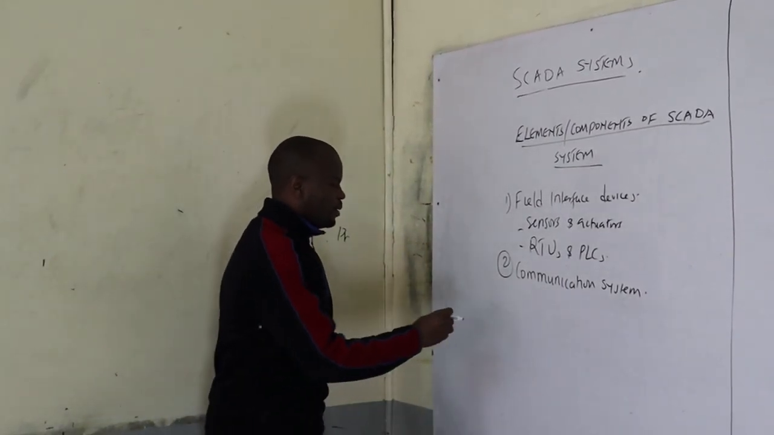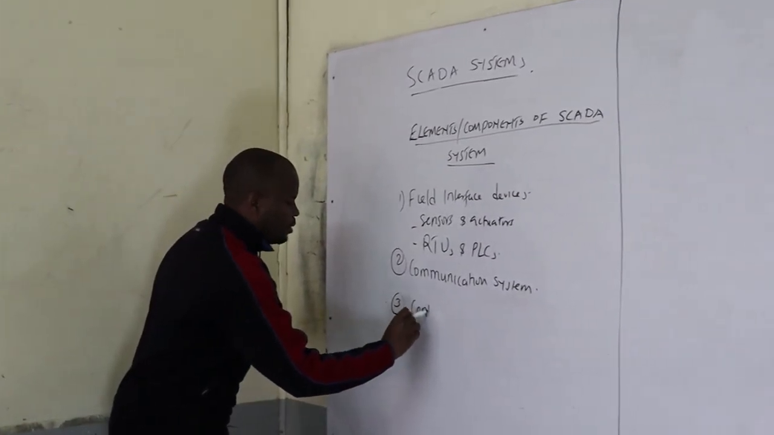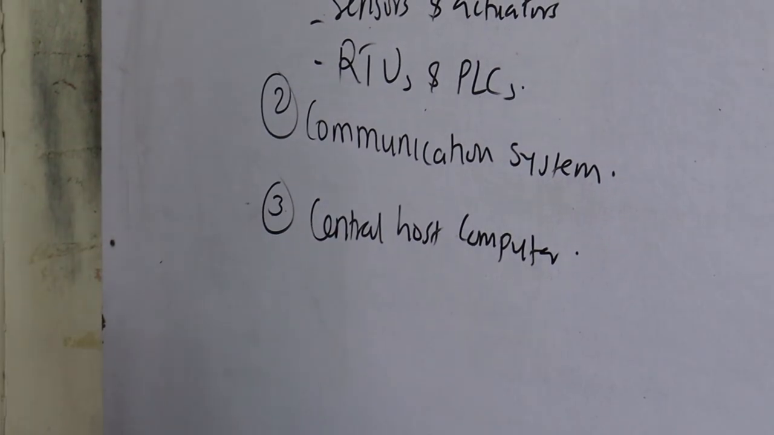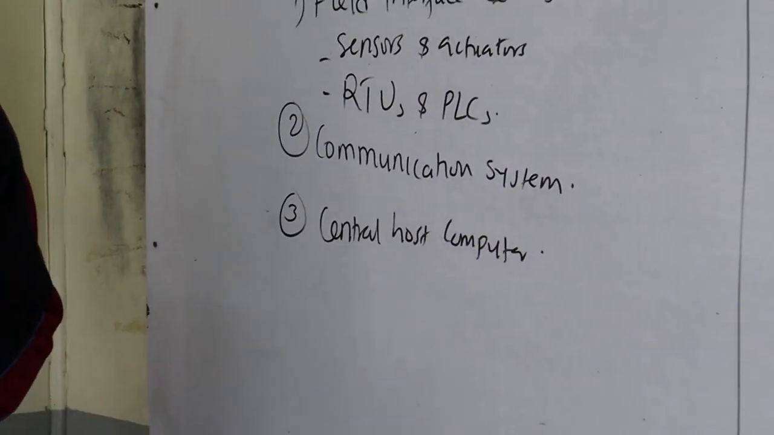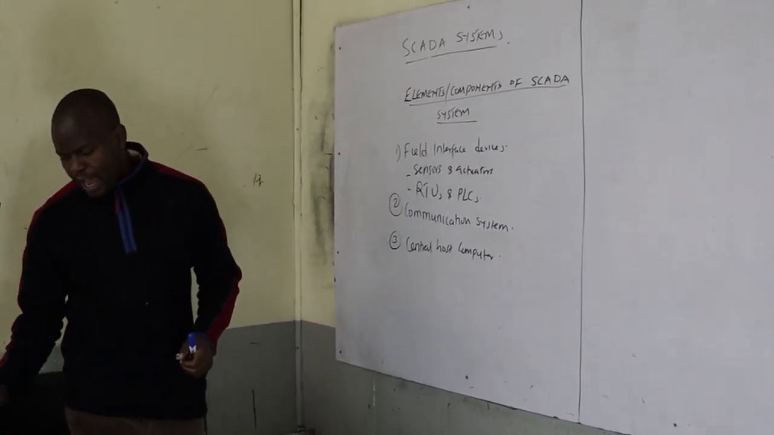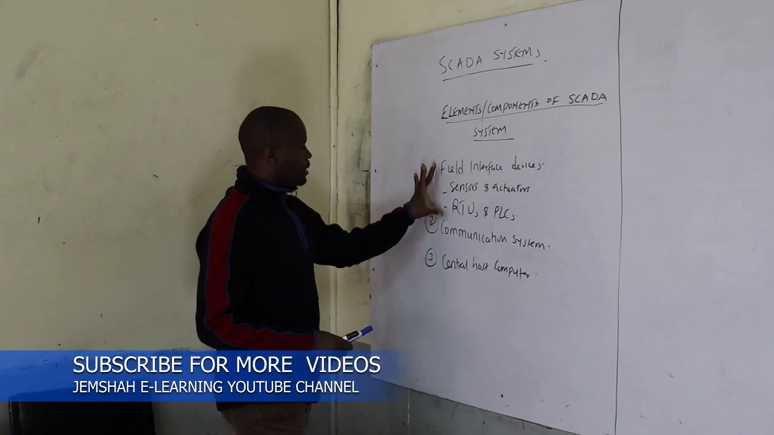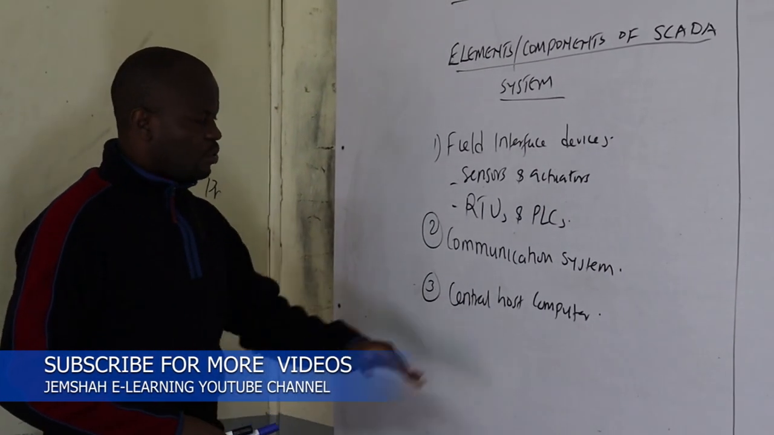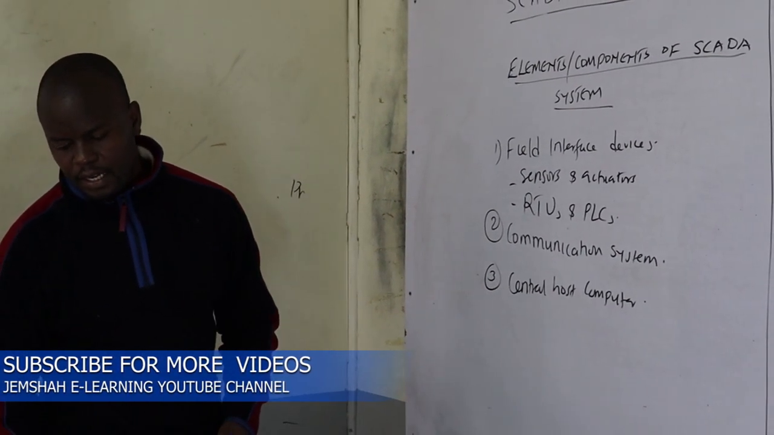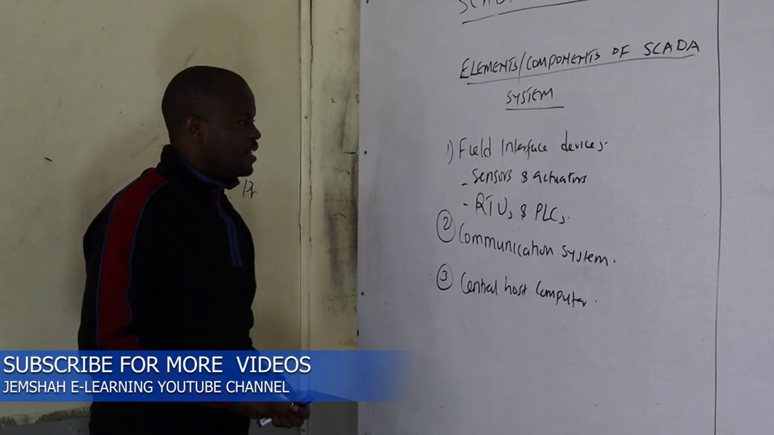Maybe we'll talk about the details later on. The third one is the central host computer. It can be called the SCADA center, server, or master terminal unit, and this is where all the information that is being relayed comes to. Maybe this is where we can have our operator, so that the operator can respond to whatever is happening in that particular system, especially what has been communicated from the field interface devices.